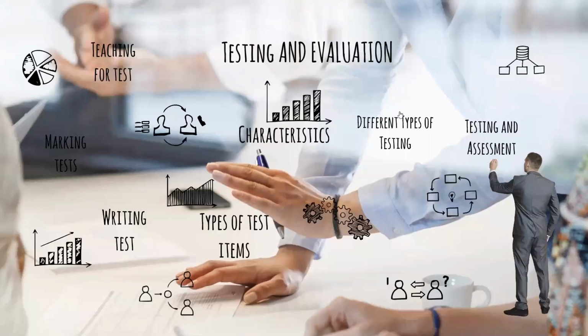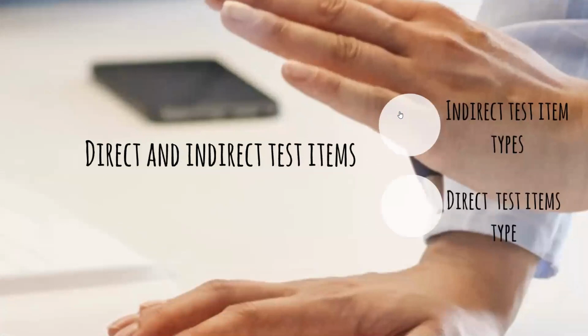Then we have the types of test items, through which we can differentiate what type of test or what levels of test it will be, by giving the basic framework or the basic criteria. So there are two basic types of test items. The one is direct and the second one is indirect. Now we overview what the test items are in the direct test type and what items are included in the direct test type.